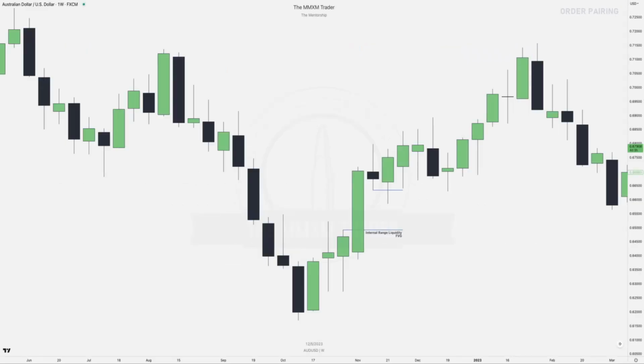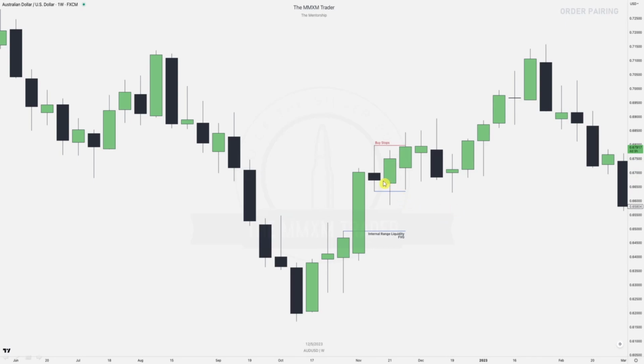So we've got this Australian dollar, US dollar weekly chart. Again, internal range liquidity. Where do we want to go? Once we hit that internal range liquidity, we want to go to external range liquidity, right? Where are the buy stops resting?